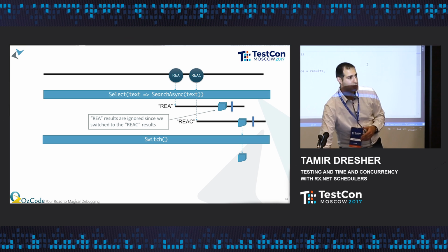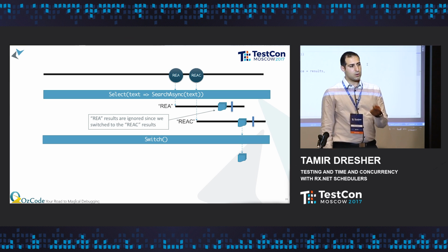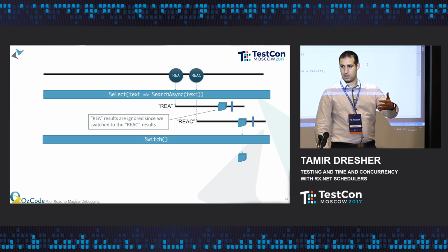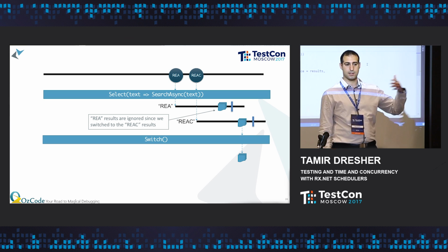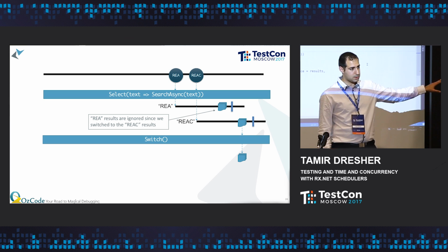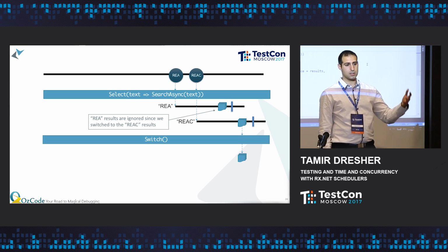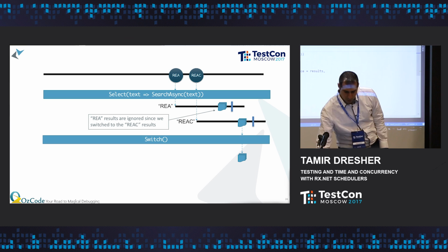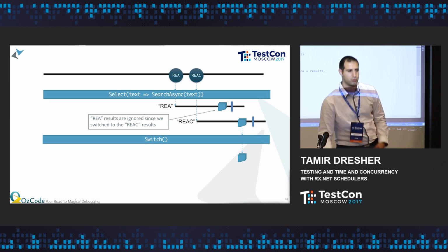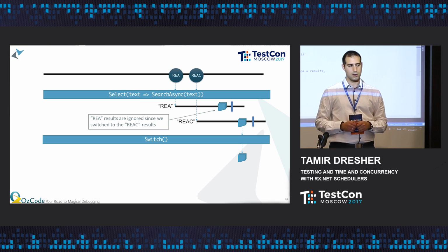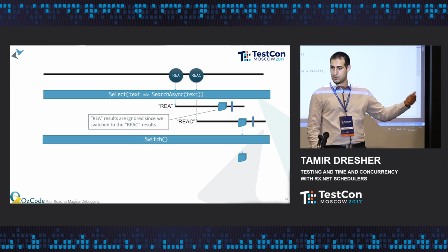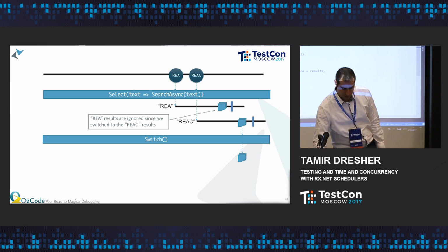The distinct until changed operator means that I don't want to search the same value twice. So wait for the value, and if the value is the same as the previous one, just drop it. So this way, no matter what, a value is allowed to proceed from this chain only if it is not the same as the previous one.